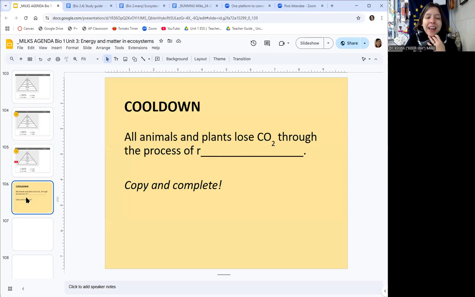Here's a cool down for today. All animals and plants lose CO2. How do they lose it? Starts with an R. If you have questions, let me know.